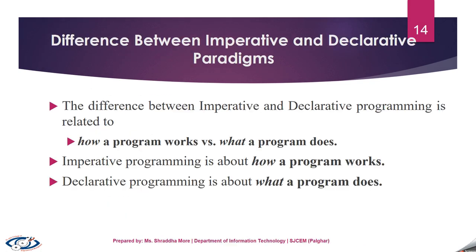Now let us understand what is the difference between imperative and declarative paradigms. The difference between imperative and declarative programming paradigms is related to how a program works versus what a program does. So basically, imperative programming is about how a program works and declarative programming is about what a program does. Here, how a program works means what are the steps involved in that particular program to achieve our goal. And what a program does means what will be the final output.